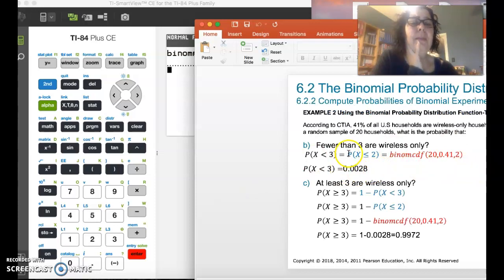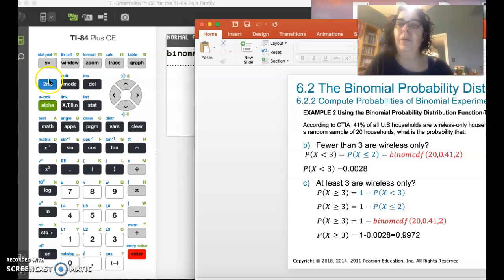What is the probability that fewer than 3 houses are wireless only? So when you start to use less than or equal to, greater than or equal to, the command on the TI-84 will change to binomial CDF, but there are different versions of binomial CDF. So probability of less than 3 means probability of less than or equal to 2, which means probability of 2, probability of 1, probability of 0.